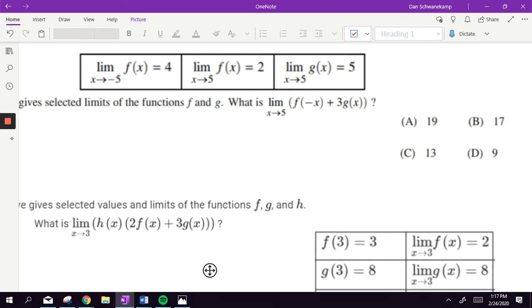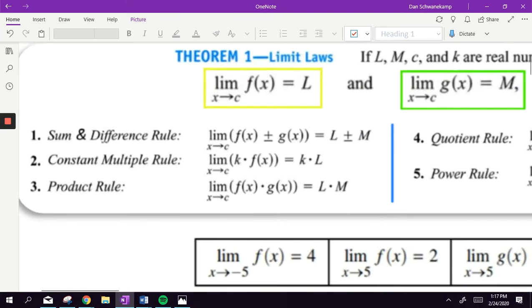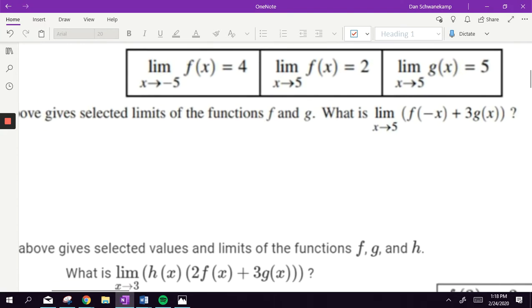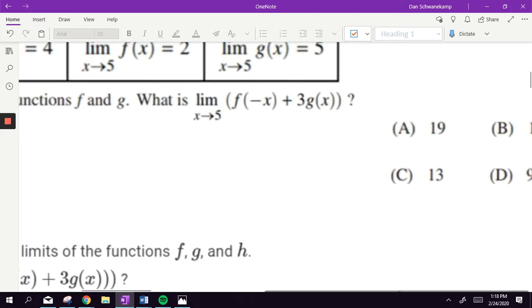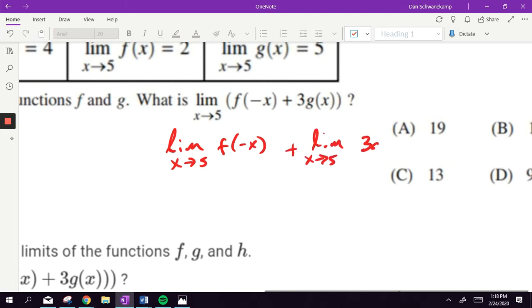All right, so we're doing this. The limit as x approaches 5. Up above, you can see the rules here that if we are taking the limits, then it's the same thing as the two limits separated. You don't have to overthink that. Here's what this means, though. If I want to find this limit, it is the same thing as finding the limit as x approaches 5 of f of negative x plus the limit as x approaches 5 of 3g of x. This is the best way to look at this problem.